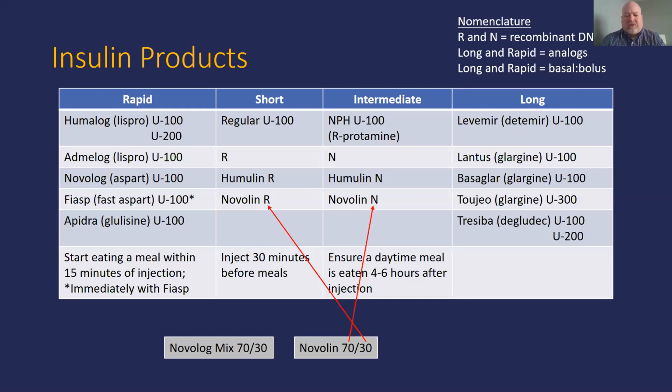So here's a question. What does that 30 represent in the Novolog mix 70/30 product? It's aspart. So the 30 is again, the faster acting product. So next question then is, what does that 70 represent?